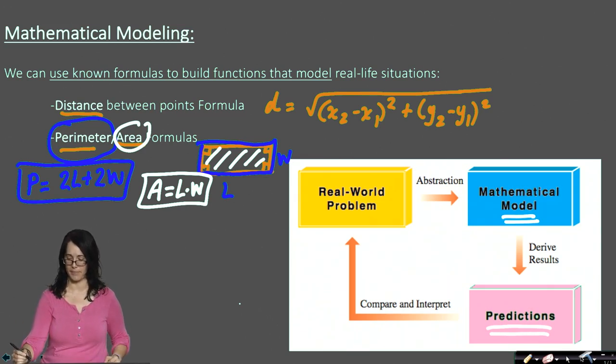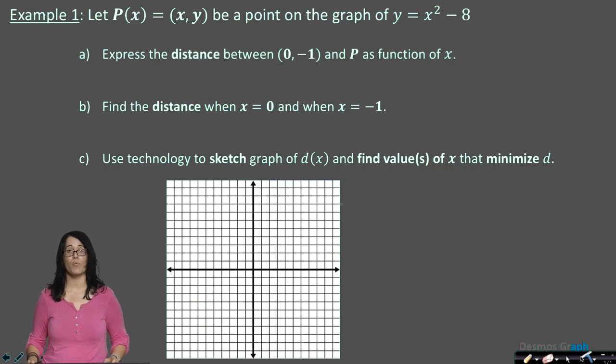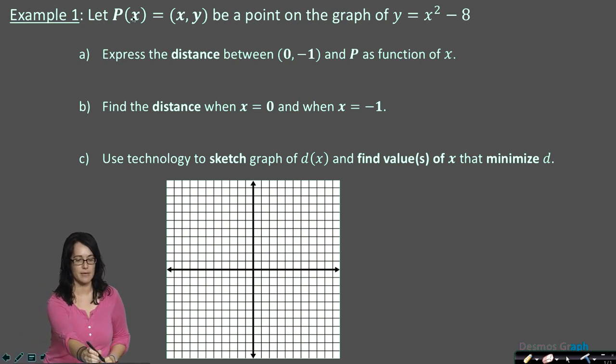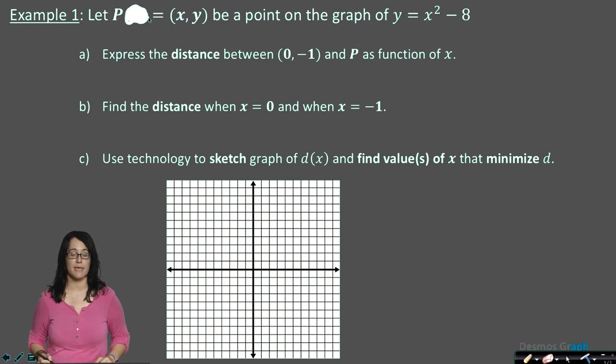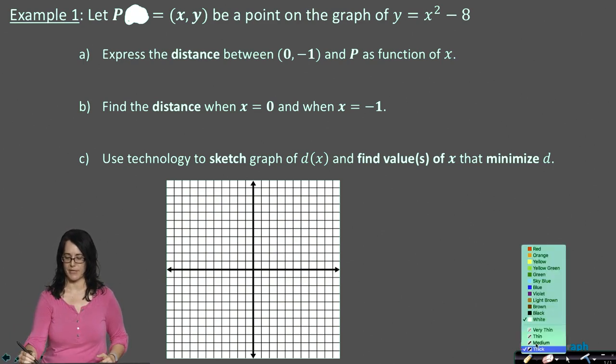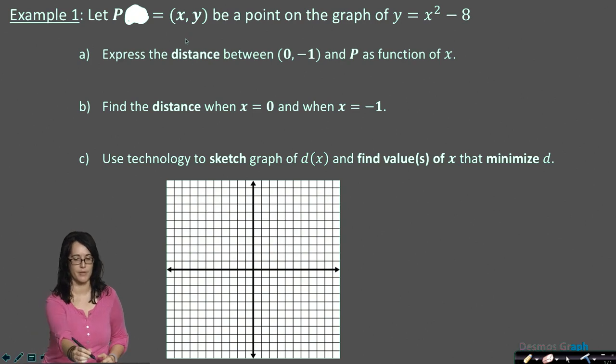So let's get going. In example one, we have the situation where they're telling us we have a point. Technically, this should just be P. I don't know why that X is there. So we have point P, and point P is just a random location on the graph. So it has an X component and a Y component, known as (x, y). If that's a point on the graph, I'll represent it, let's say, in purple. So that's point P on the graph, okay?